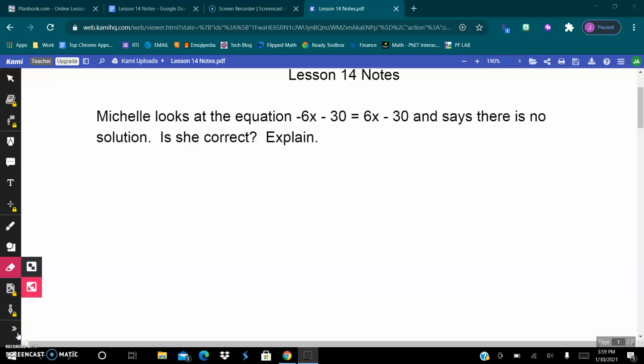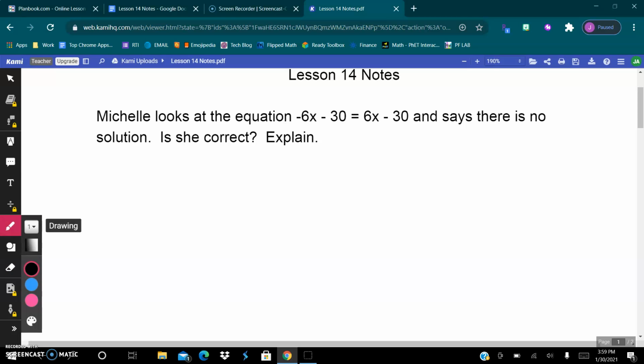For lesson 14, we are going to be taking a look at some linear equations and their solutions. So for example 1, it says that Michelle looks at the equation negative 6x minus 30 equals 6x minus 30 and says that there is no solution. Is she correct? And explain.